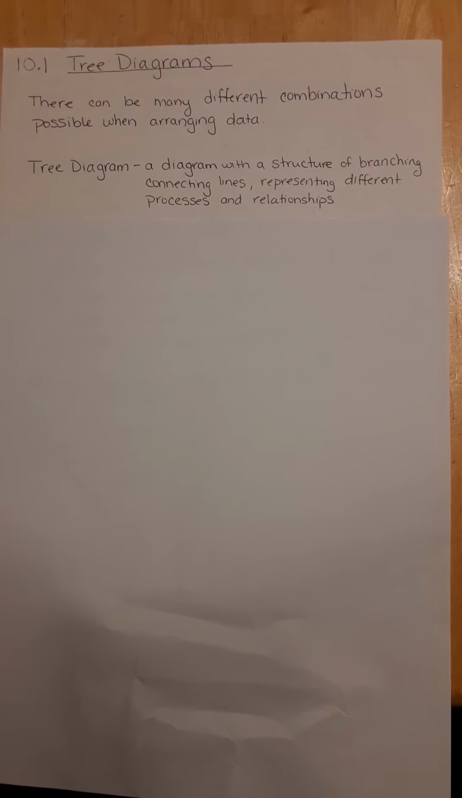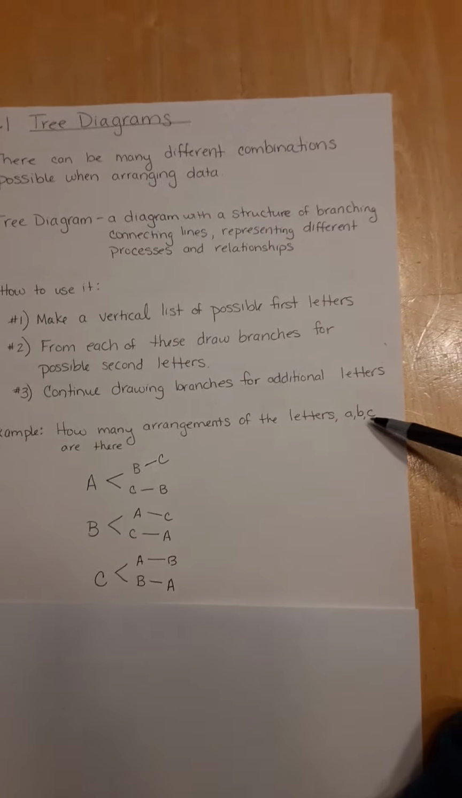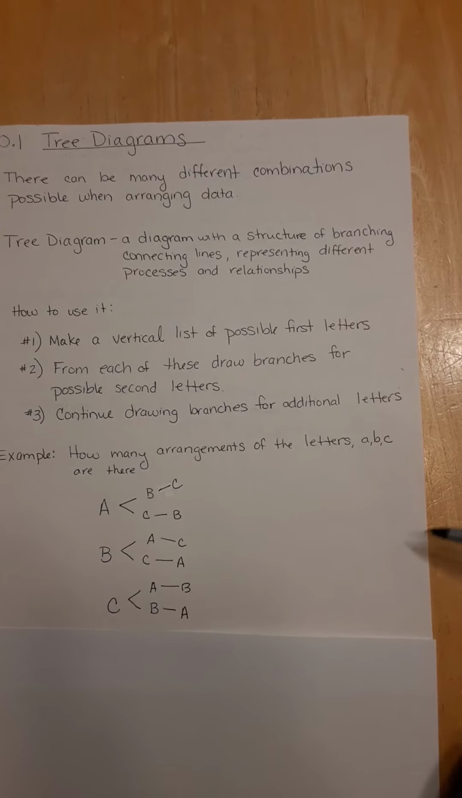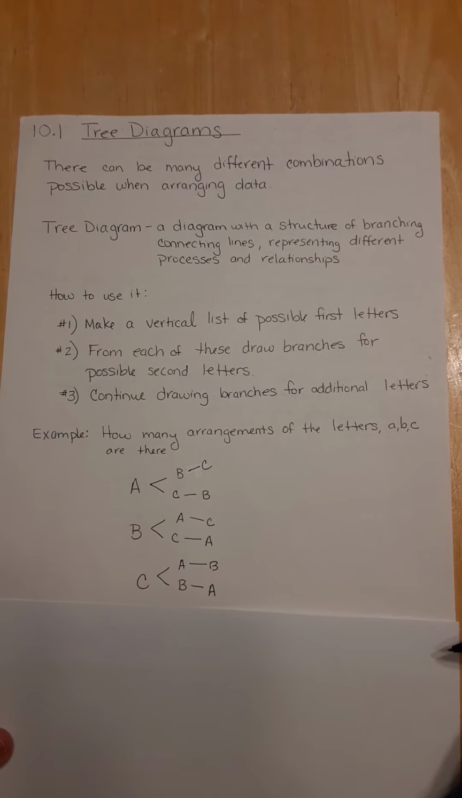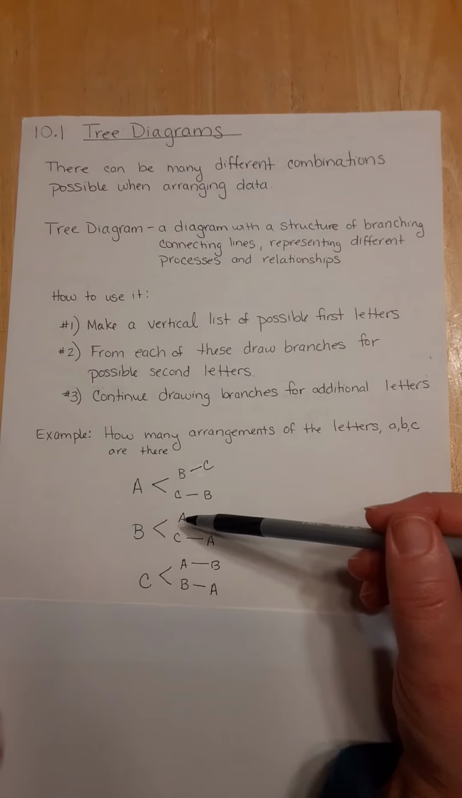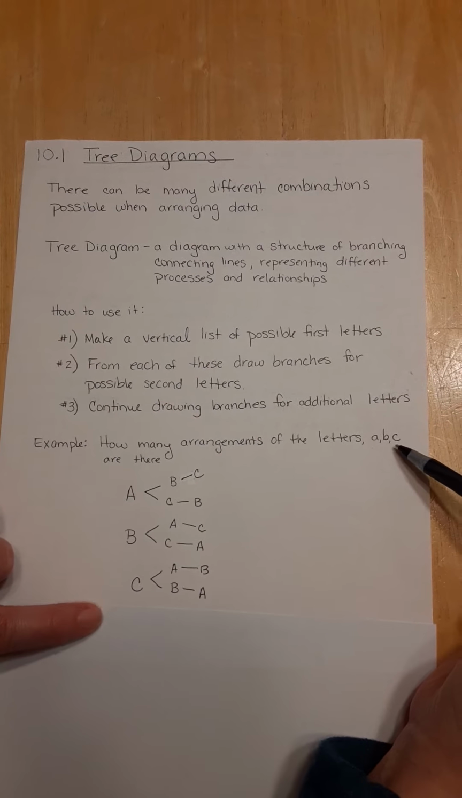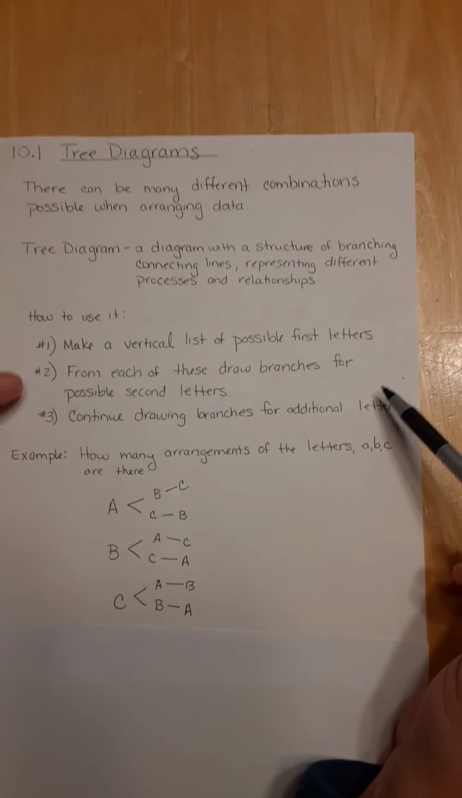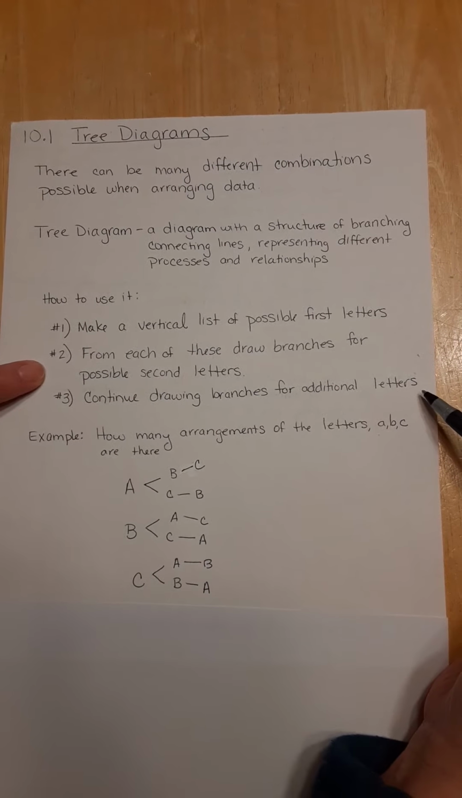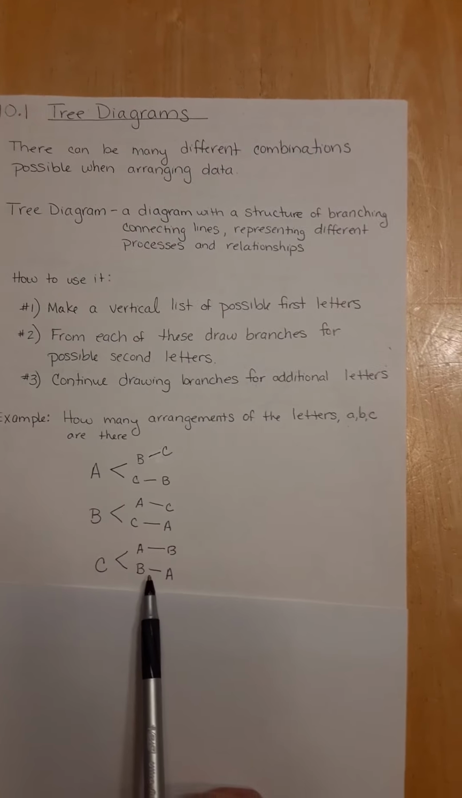Here we're going to look at an example that deals with making arrangements of some letters. We're only going to use 3 letters, A, B, and C, and we cannot repeat any of those letters. The very first thing I'm going to do is make a vertical list of my 3 letters, A, B, and C. The second step is to use a branch that goes from my first vertical list to list the other possibilities.